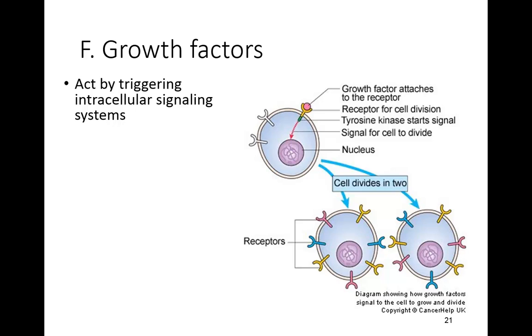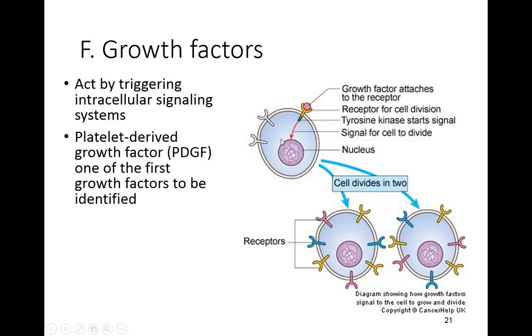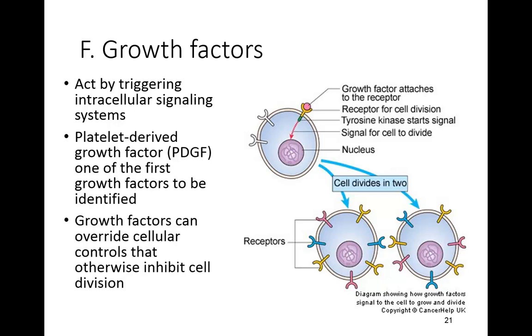Okay, there are other proteins also involved in cell division. Some are called growth factors, and they act by triggering our intracellular signaling system. So that means it's within the cell. It will bind to receptors and will cause the cell to grow and replicate. The first one discovered was called platelet-derived growth factor, and what they can do is override the inhibitions to cell division within a cell.